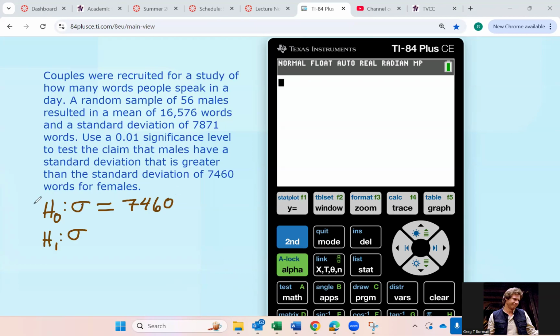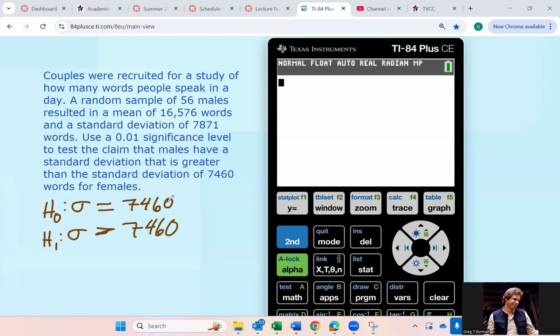So we get that. And our alternative hypothesis, H1, is going to represent the other one, which is standard deviation is greater than, so greater than the 7460.